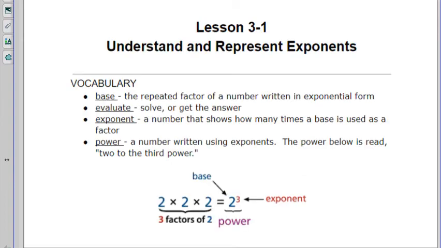Some quick vocabulary to go over. The base, we talked about that. That's the bottom number, the repeated factor. Evaluate is just a fancy way of saying get the answer. Exponent, that's that little number on top of the base, or to the side and up, that tells you how many times the base is being multiplied by itself. And a power is the exponent: to the power of 2, to the power of 3. It's whatever the exponent tells you.